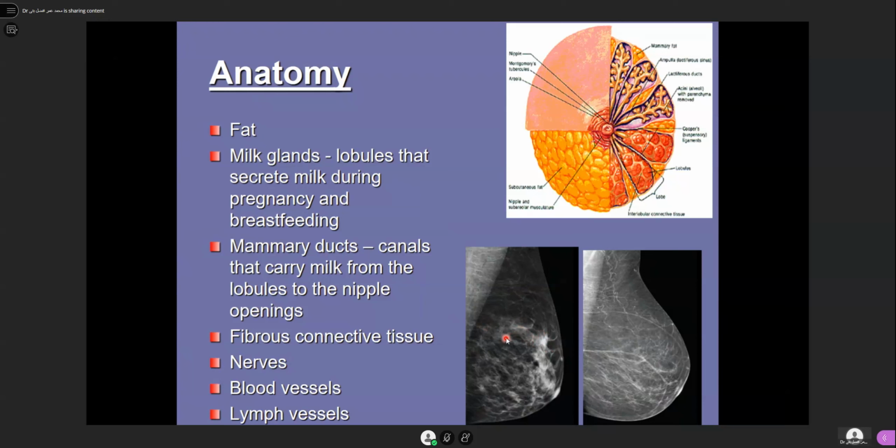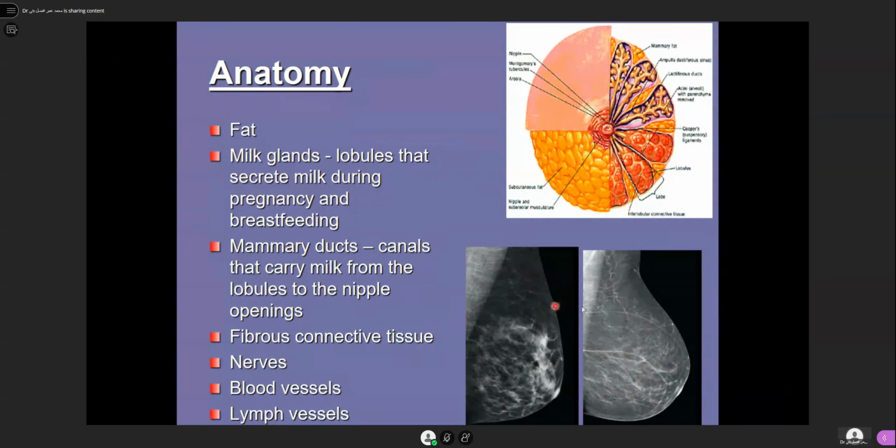Okay, this is the fibroglandular tissue, and surrounding the fibroglandular tissue, the black areas are representing fat. As I told you, the fat appears grayish black on X-ray, and the soft tissues appear white. So that's why the fibroglandular tissue appears white on mammogram, and the surrounding black areas are fatty breast tissue.